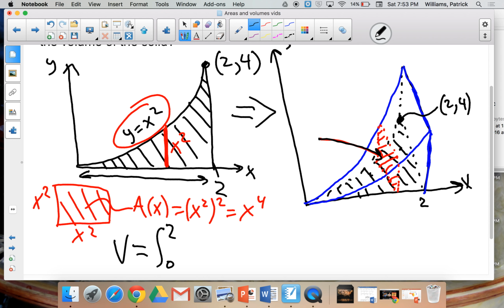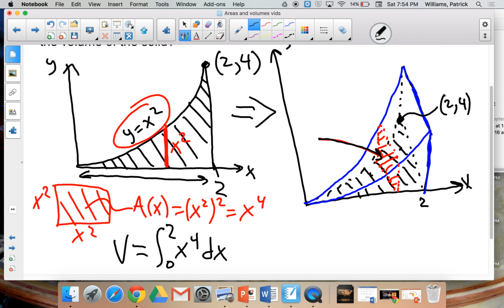And this will just be our area function inside the integral, which is x to the fourth dx. And there you go. That's the integral which would give us the particular area of this thing.